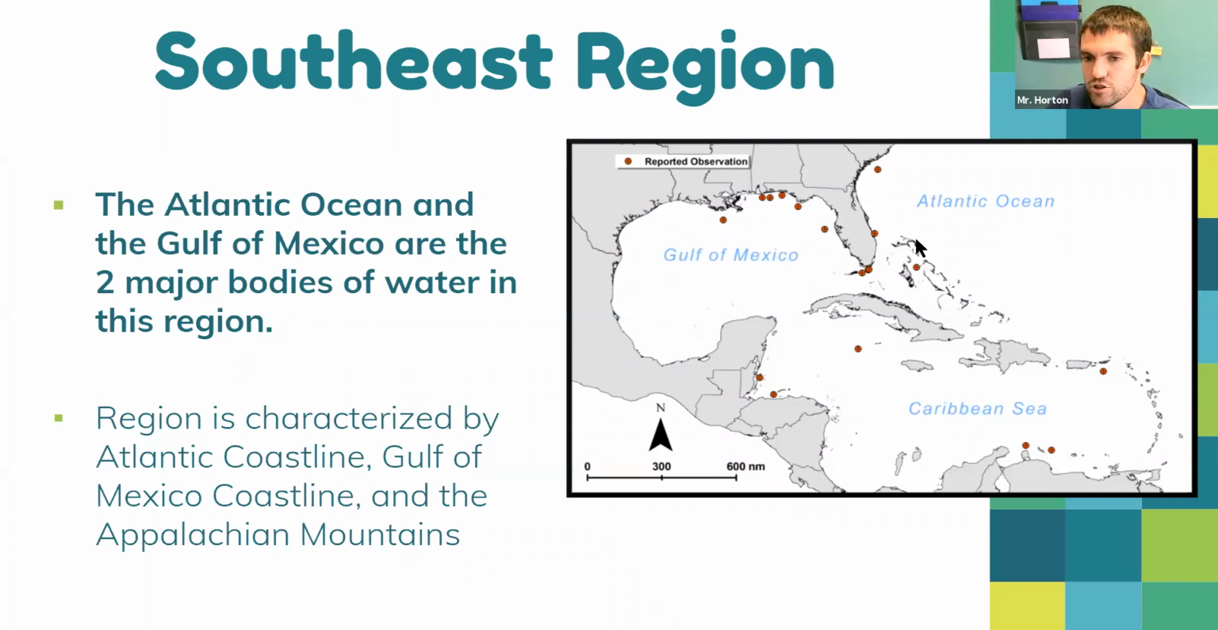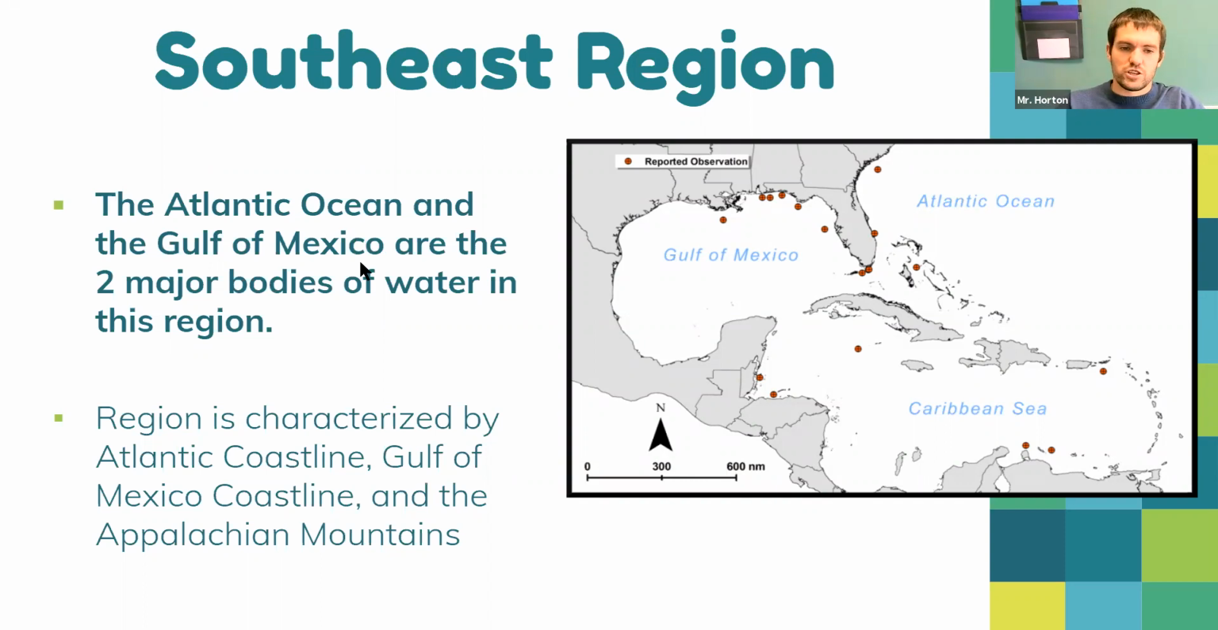And then you have the Atlantic Ocean, which goes along the left side of our Southeast region, all along the left coast. That's all part of the Atlantic Ocean. Alrighty. So the big thing we need to write down is this first bullet point: the Atlantic Ocean and the Gulf of Mexico are two major bodies of water in this region.